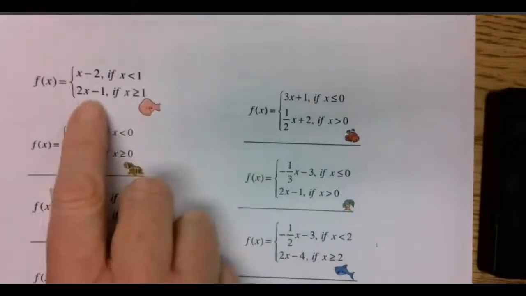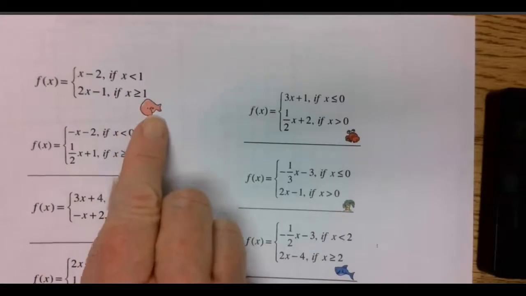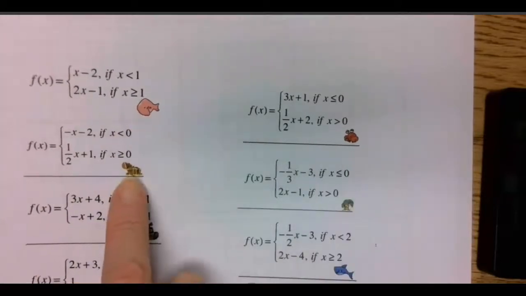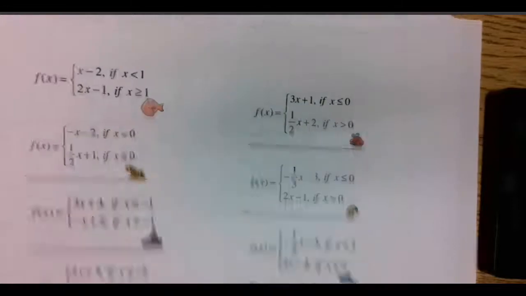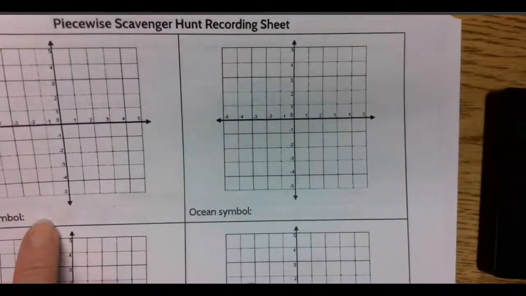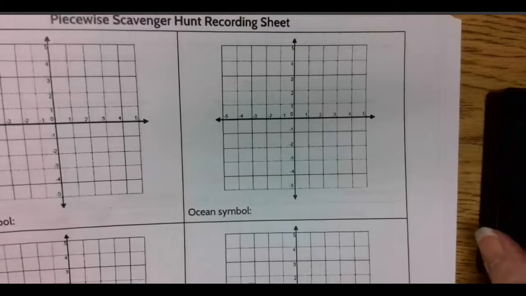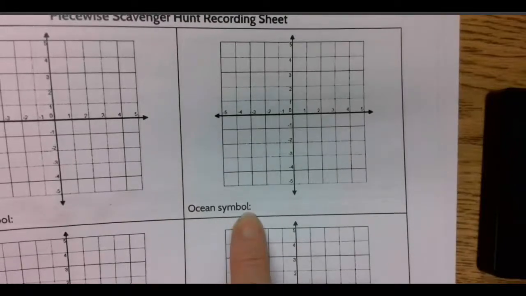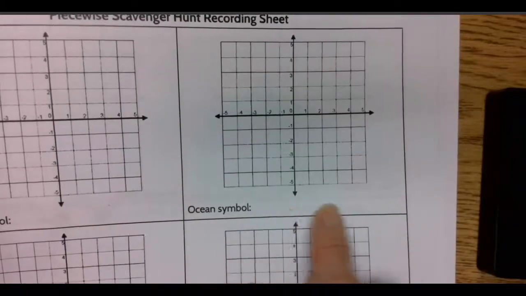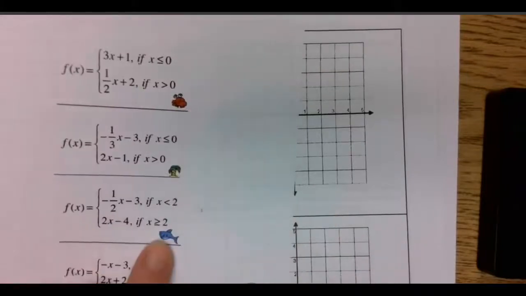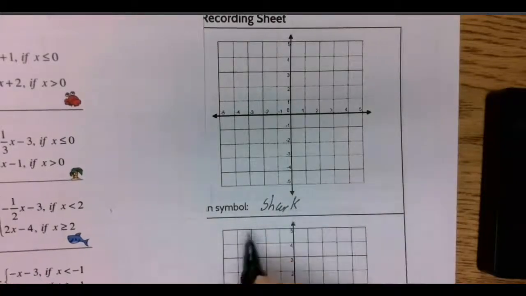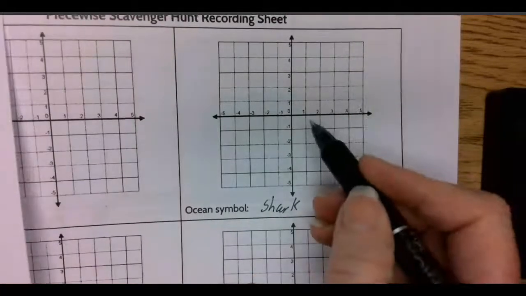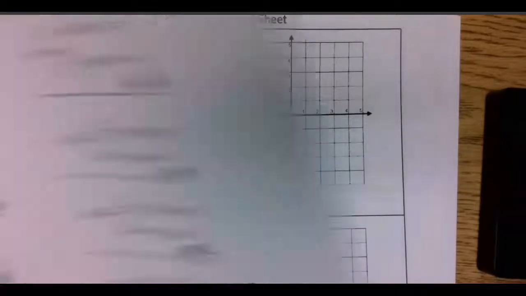This is the function you're going to use, and that's a symbol of a whale, and this is a crab, and a treasure hunt, and a palm tree, and a submarine, and a shark, and a jellyfish. You need to write that on your paper where it says ocean symbol, because that's how you're going to find the answer key. We're going to do shark. When I go to check my answers, I'm looking for the word shark, and that will show me my correct graph.